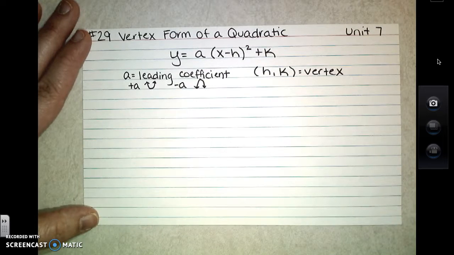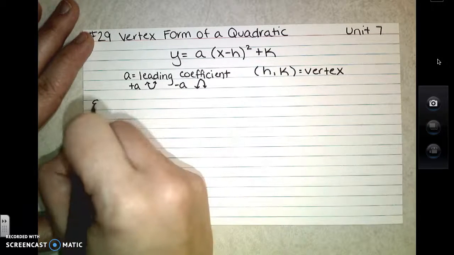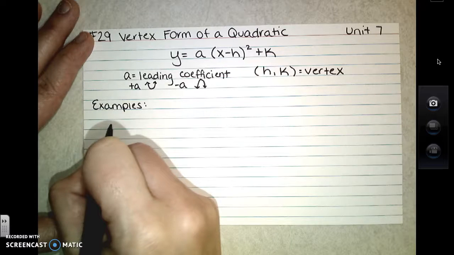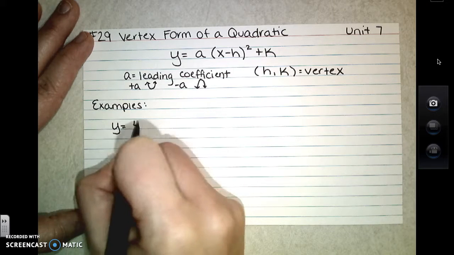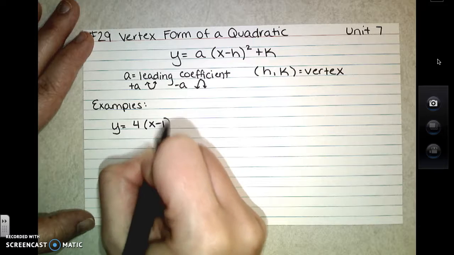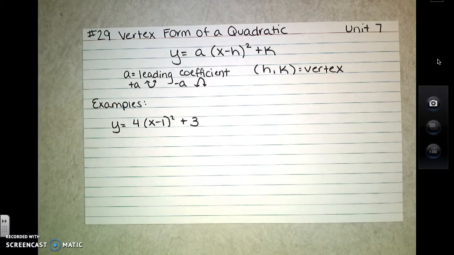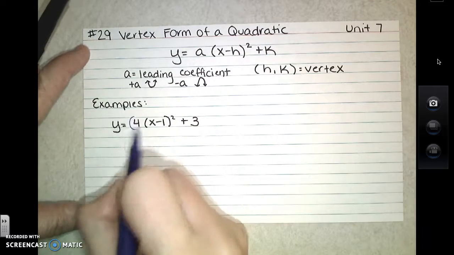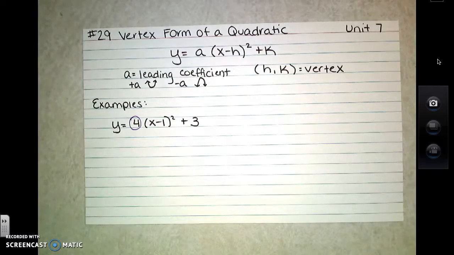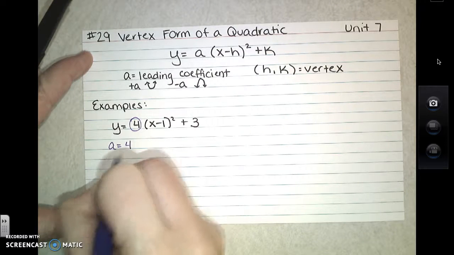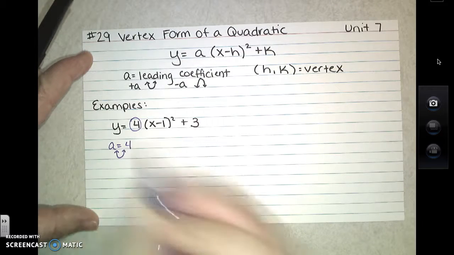All right. Okay, so here's some examples of things that relate to this. Let's give you y equals 4 times (x minus 1) squared plus 3. Okay, so remember what these things are. This is your leading coefficient. So we can say down here that a is equal to 4, which tells us that the parabola will open up.